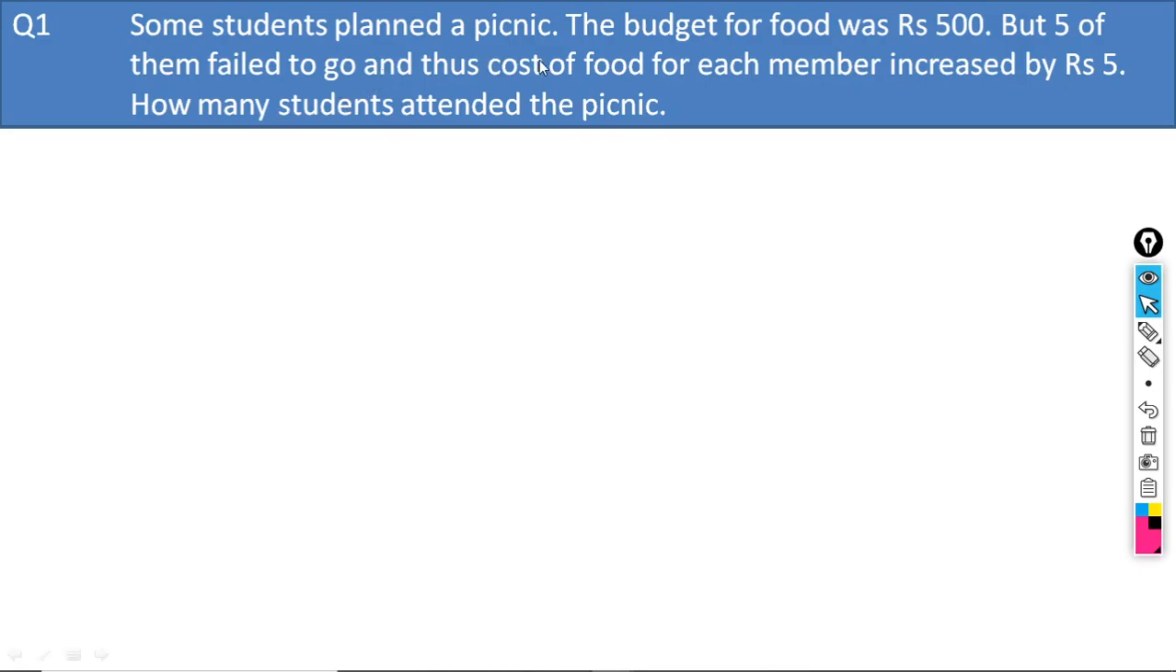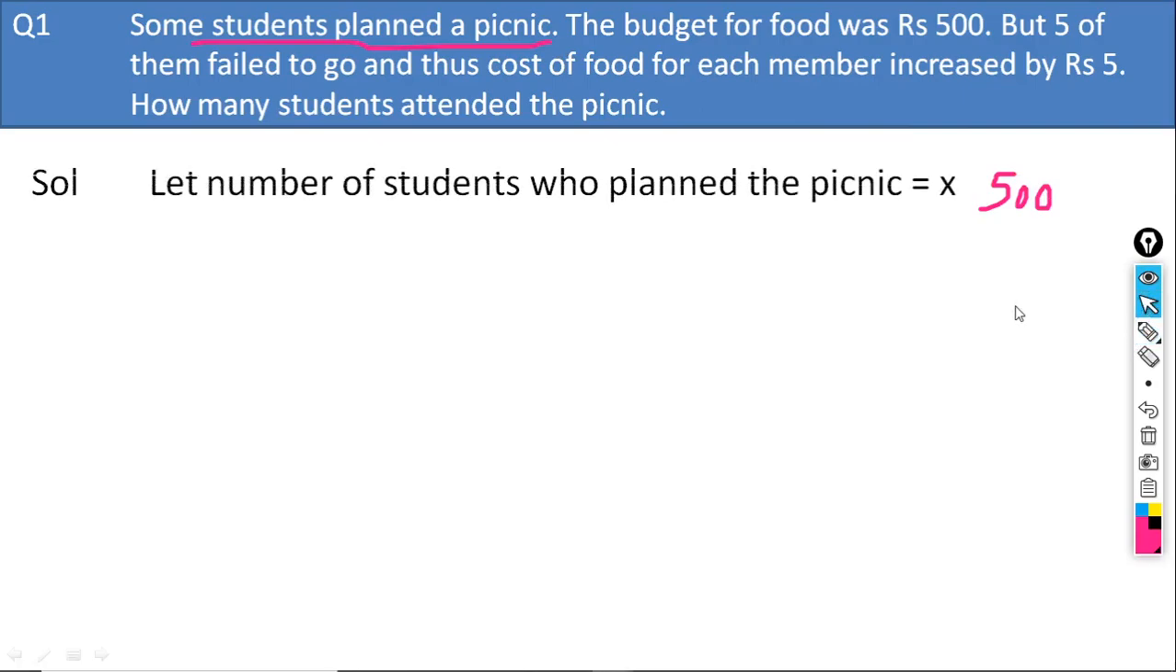Some students planned a picnic. The budget for the food was rupees 500. But 5 of them failed to go, so the cost of food for each member increased by rupees 5. Now in the situation, there are a few students who have planned for the picnic and the budget for the food is rupees 500. So first of all we consider how many students have planned the picnic.